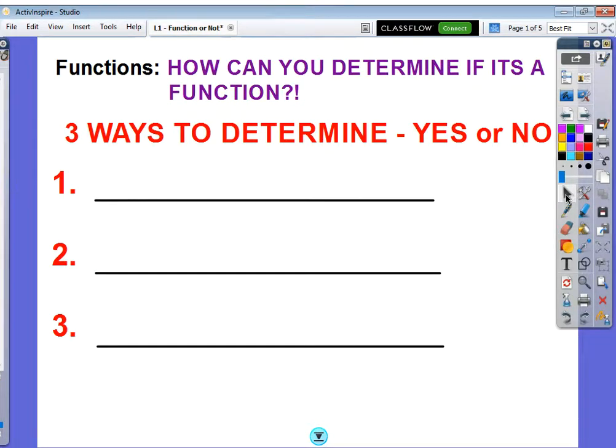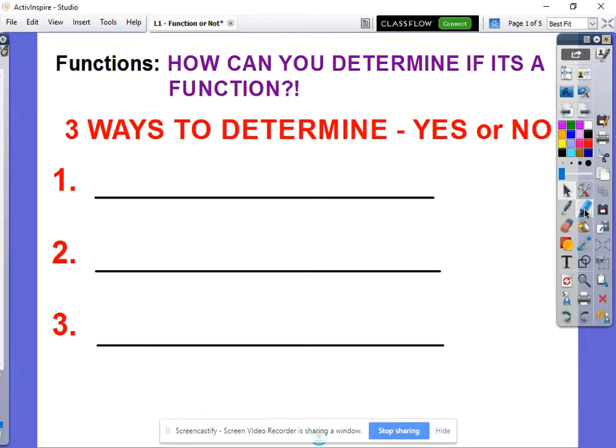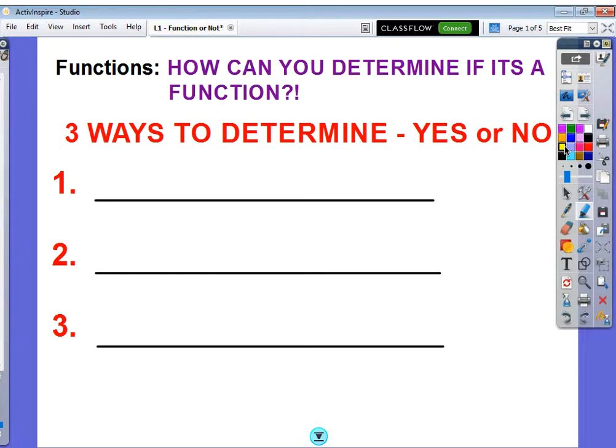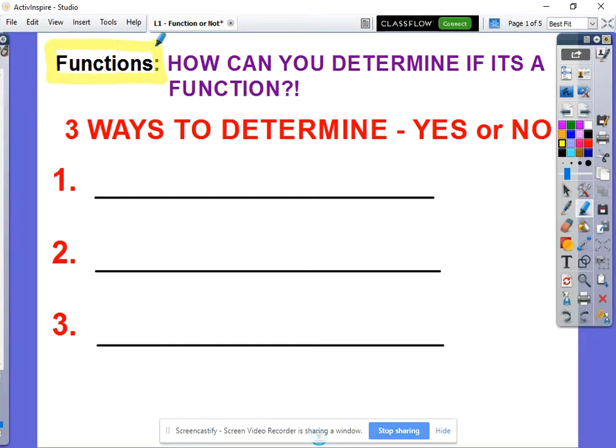So some quick notes here before we jump into your quiz today. What we're looking at is how to determine if something is a function or not. You can graph lots of different things, but that doesn't necessarily mean that they're always a function. So we're trying to answer the question, is this a function or not? And we have three ways of doing that.